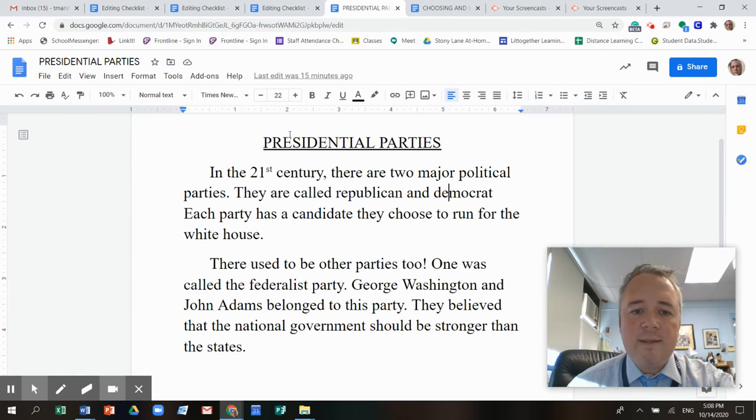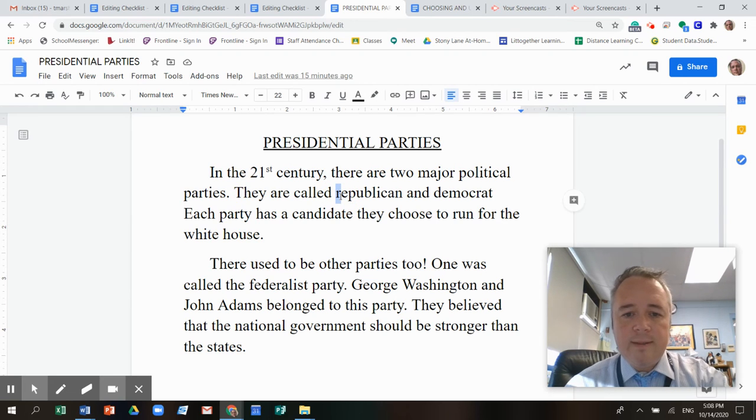So here's my writing. This chapter is called Presidential Parties. In the 21st century, there are two major political parties. So are there any sentence, like my sentence starts with a capital, good. Are there any names? I don't see any names here. They are called Republican and Democrat. The start of my sentence has a capital. Are there any names? Yeah, the names of my two parties need to be capital.